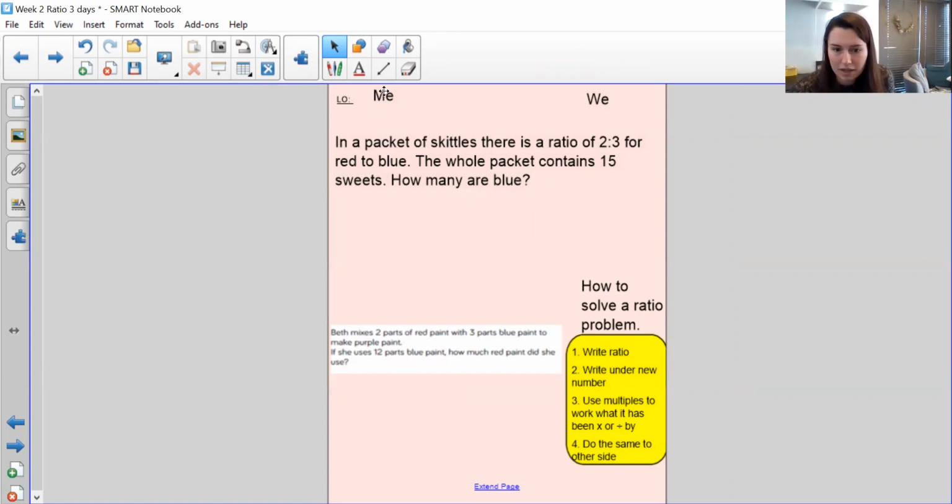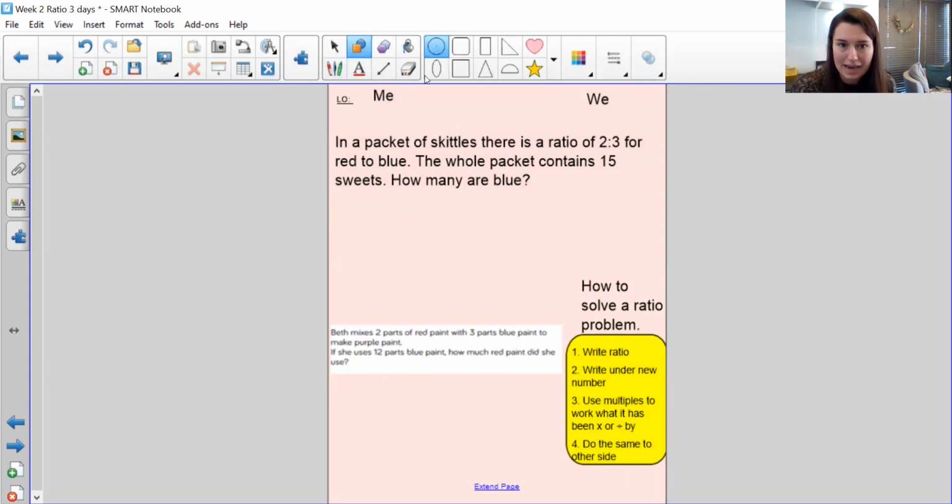So I'm going to do a couple. Here are the steps to success, how we solve those ratio word problems, and you can follow along with me. My biggest message to you today is whenever possible, use the bar method because it really helps that visual. Okay, so we have a packet of Skittles, lucky them, and it's a ratio of 2 to 3 for red to blue.